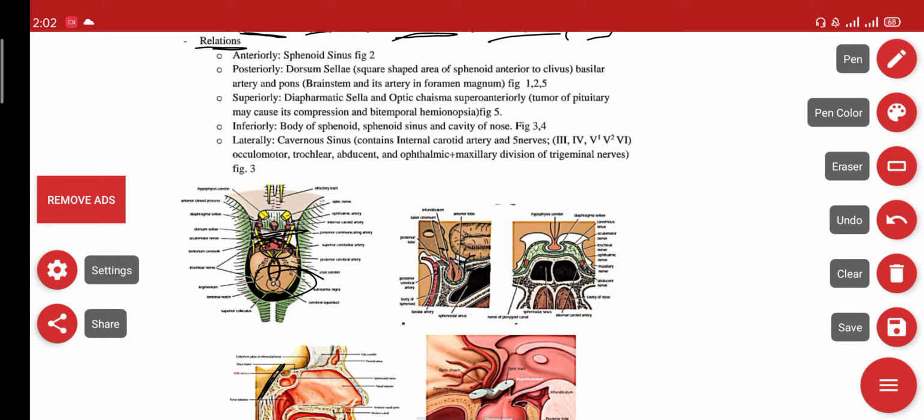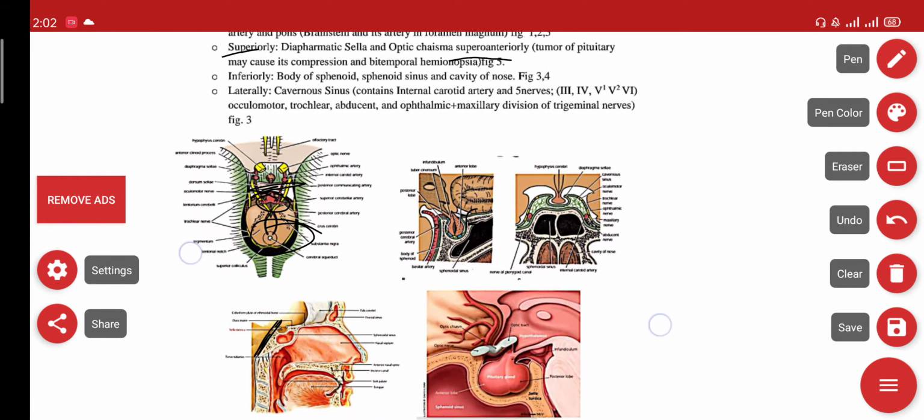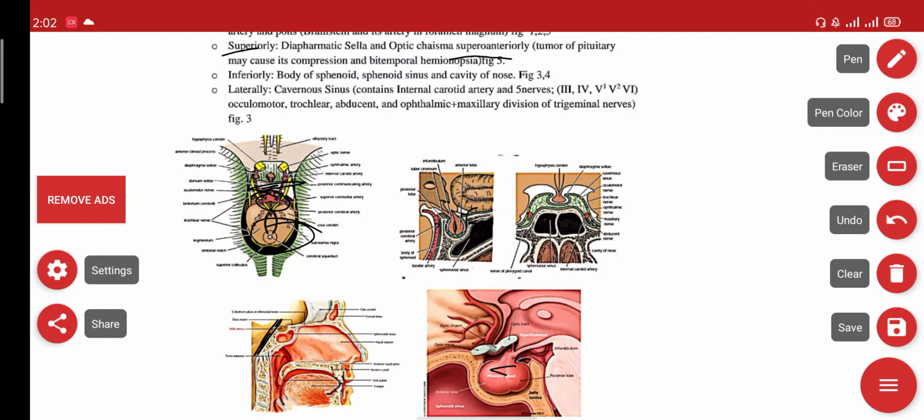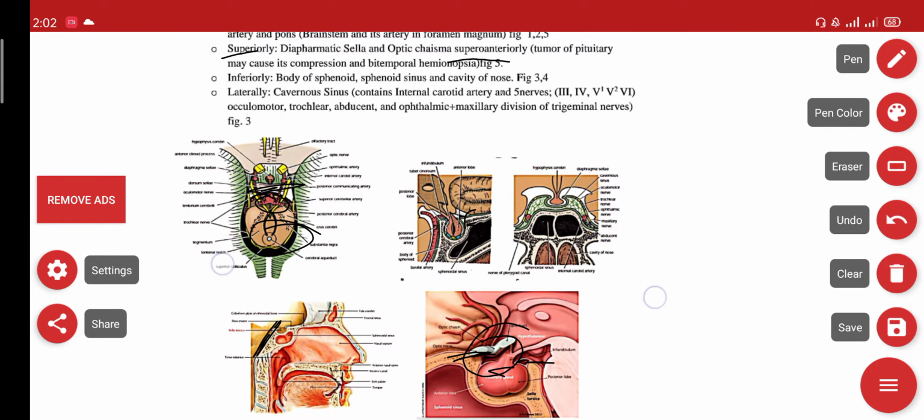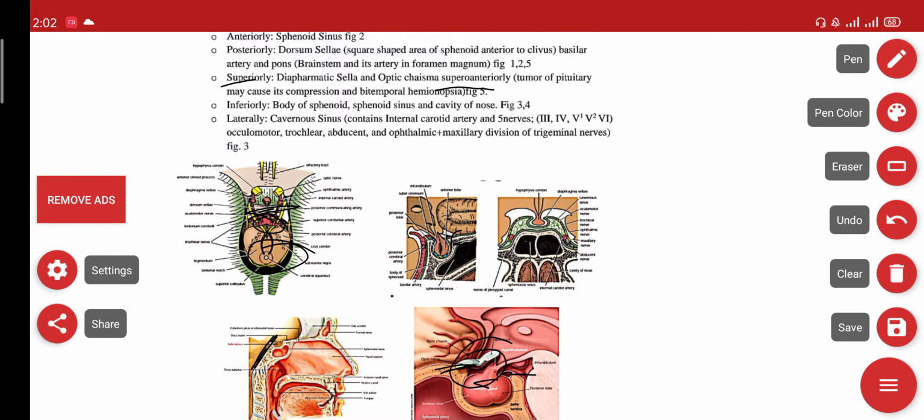Then what lies superior to it? Superiorly the gland is covered by the diaphragma sellae, and moreover the optic chiasma is also present superior anteriorly. You can see over here, this is the gland, and superior to it is covered by the diaphragma sellae, and lying above it, superior anteriorly, lies your optic chiasma.